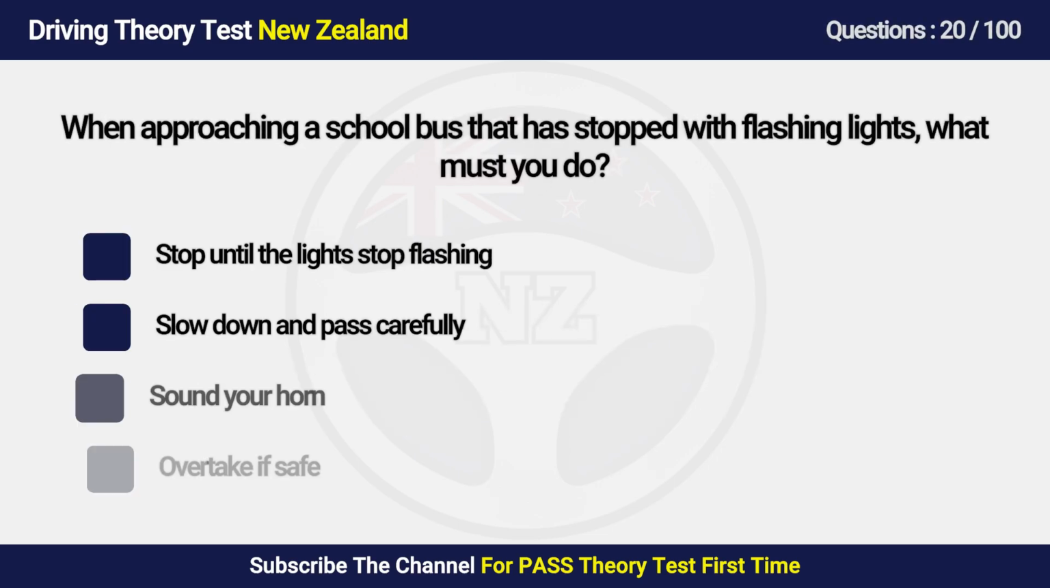Question 20. When approaching a school bus that has stopped with flashing lights, what must you do? A. Stop until the lights stop flashing. B. Slow down and pass carefully. C. Sound your horn. D. Overtake if safe.